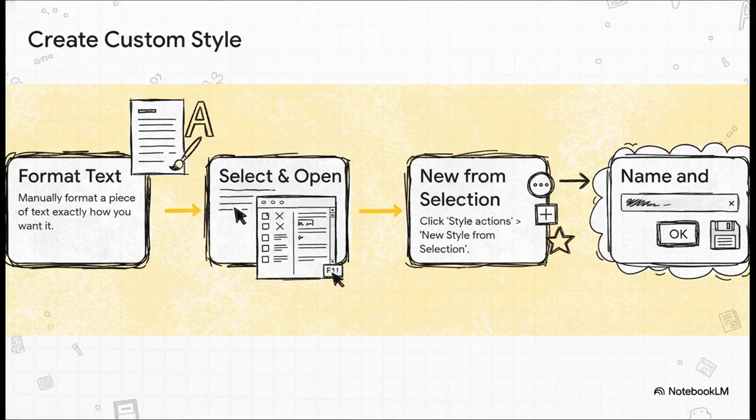Creating your own style is just as simple. First, you just format a little bit of text exactly the way you want it. Get the font, color, spacing, everything perfect. Then, with that text still highlighted, open the Style sidebar.